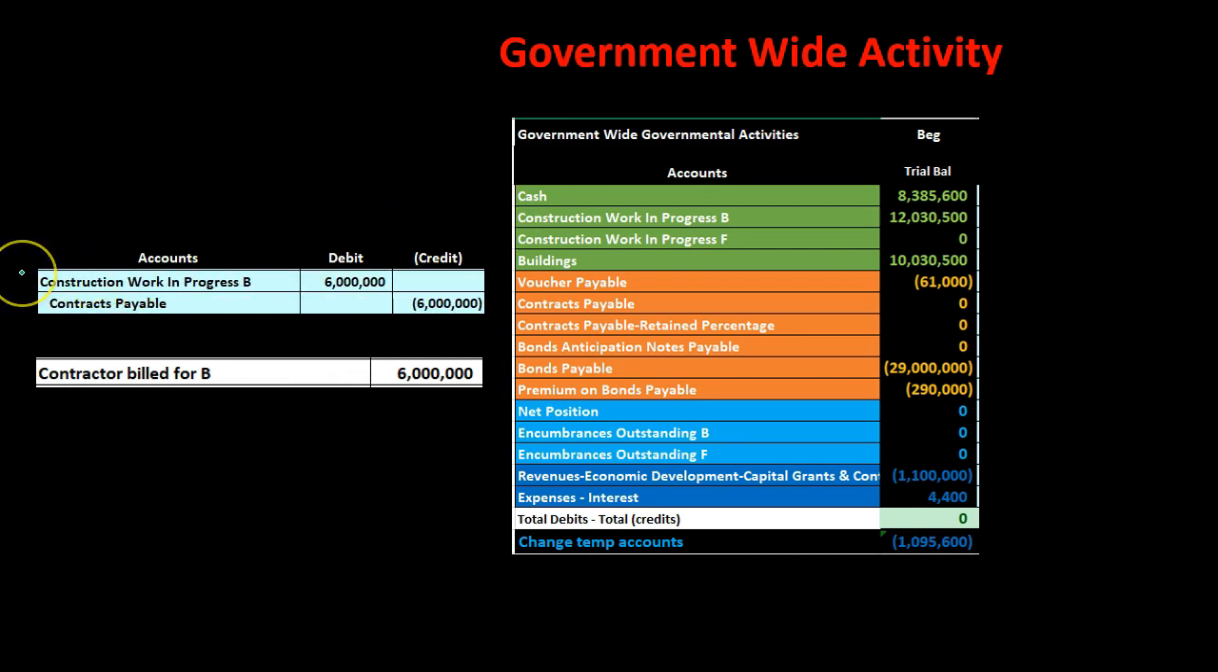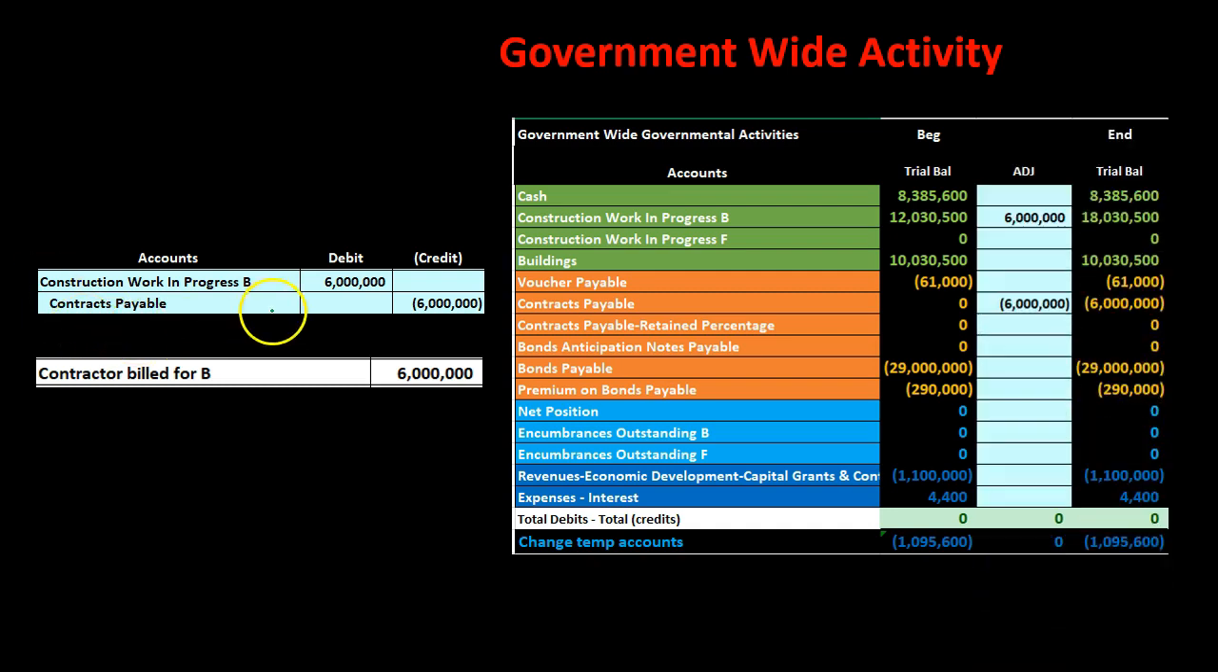We're going to debit the construction work in process, the asset account for the work that is still in process. It's not completed yet. And then we're going to credit the contracts payable. So it's going to look like this when we post it. We're going to say the asset is going up for the project that has not been completed yet, increasing the work in process. And then the contracts payable is going to go up as well, the liability, because now we owe on the second project the work in process for project B.